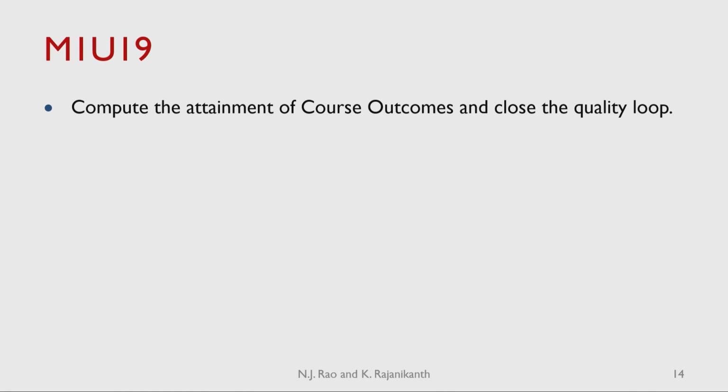In the next unit, we look at the computation of the attainment of course outcomes and closing of the quality loop at the course level. That means we set the targets for the attainment of the course outcomes, we deliver the course, we compute the actual attainment of the course outcomes. If the course outcomes are lagging behind in terms of attainment, what is the corrective action to be taken? And if the level of attainment is higher than the set targets, what needs to be done? All these issues we need to discuss.